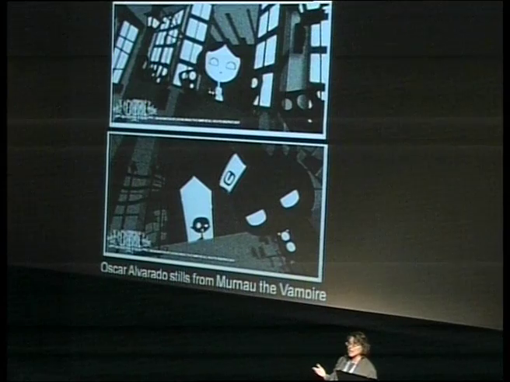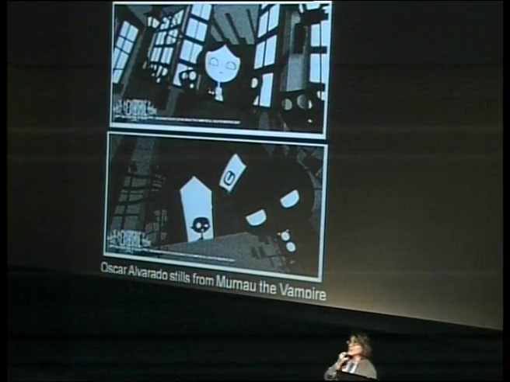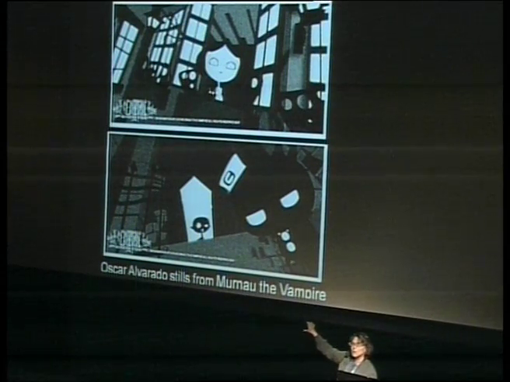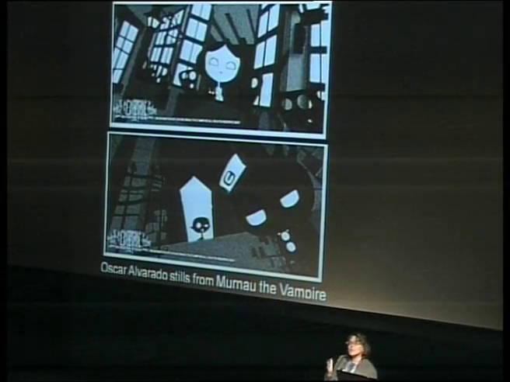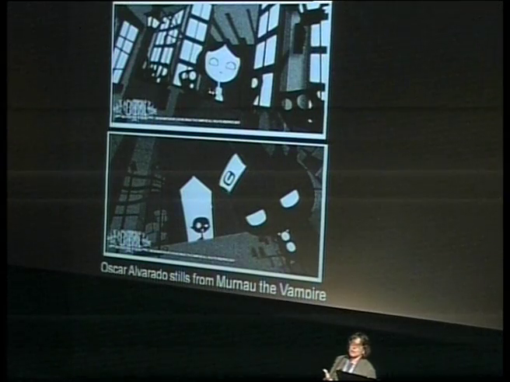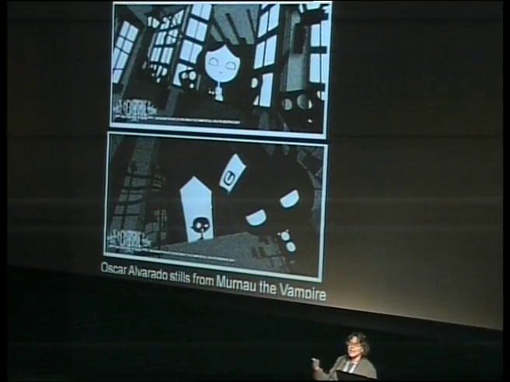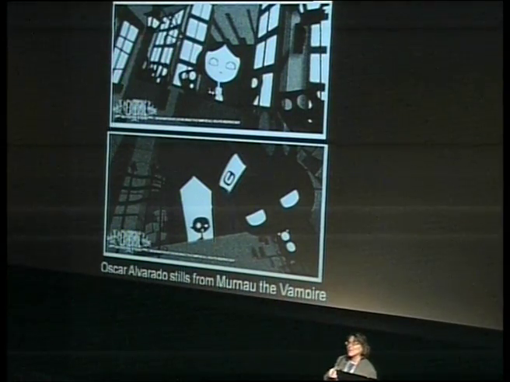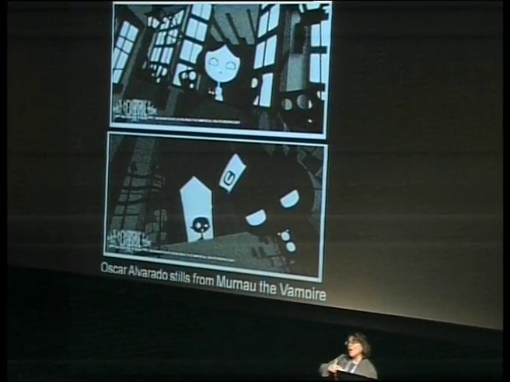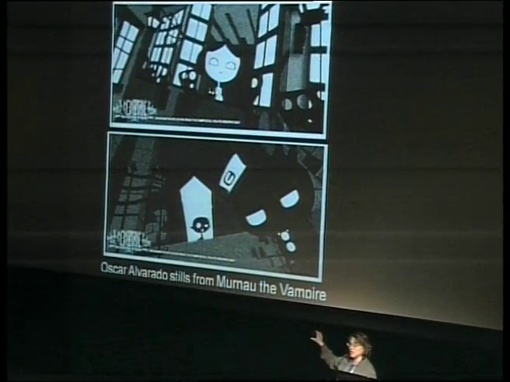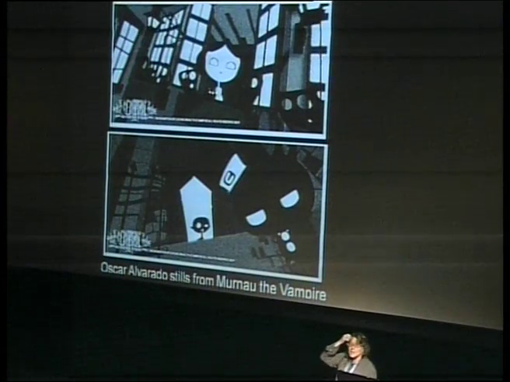And then there's the context. There's a context for this that comes from Nosferatu, but there's also the context of Oscar Alvarado as a person, as an artist. His interest in vampires going way back, all of his animated work, the penumbra, right? All of that provides part of the context for this particular work.